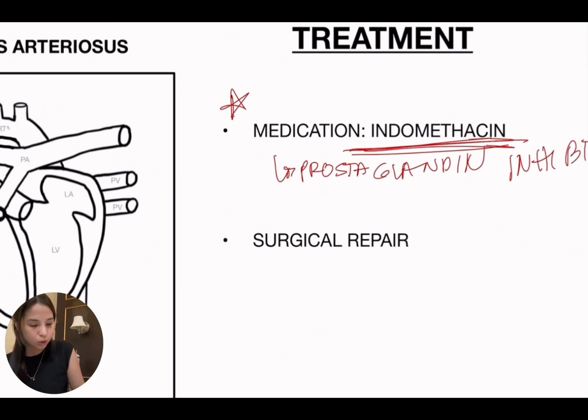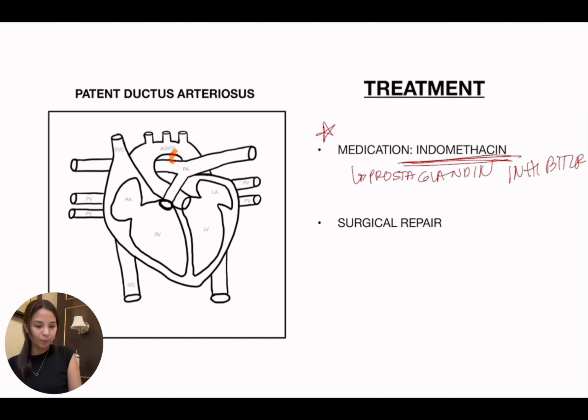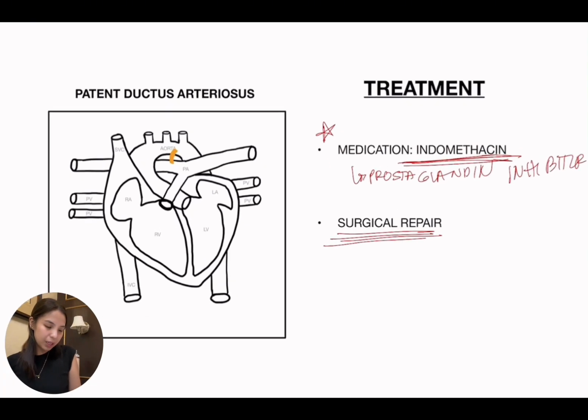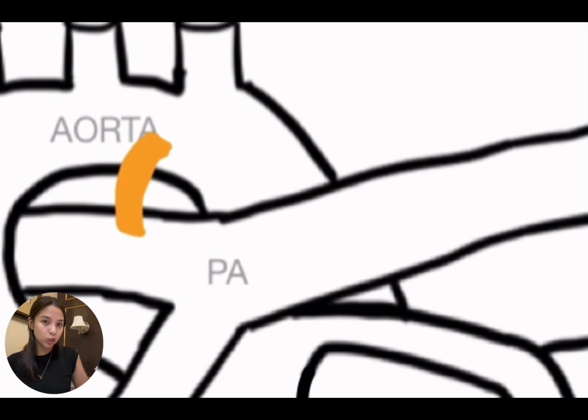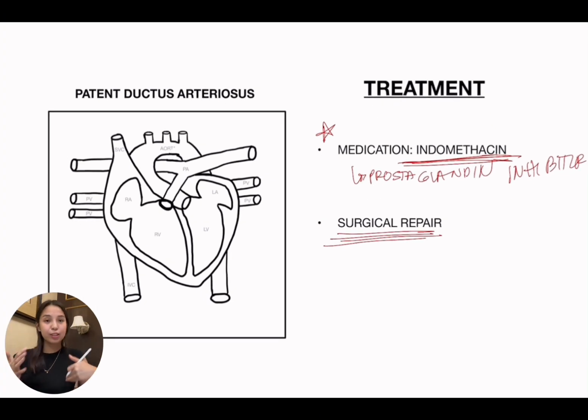Its goal is to close that ductus arteriosus. And also we can do surgical repair, meaning that surgically they will go down there and remove that ductus arteriosus, and make sure the circulation goes back to normal.